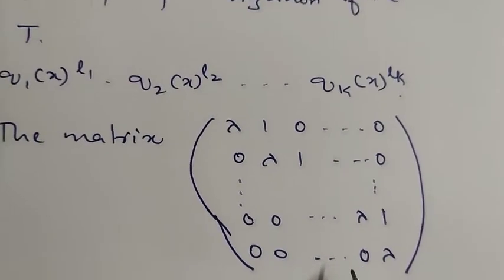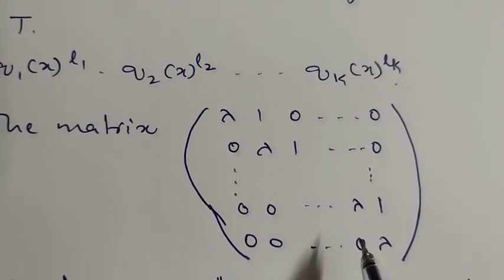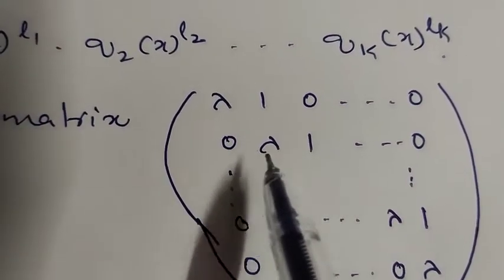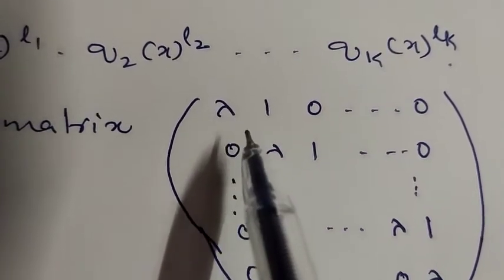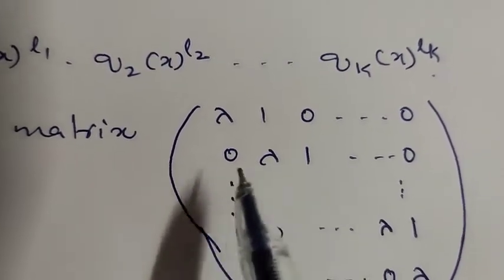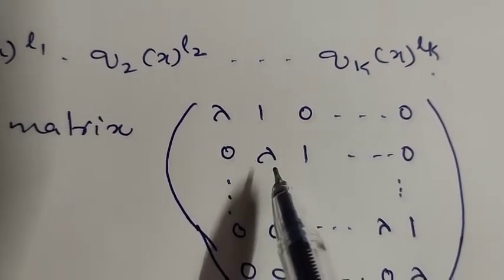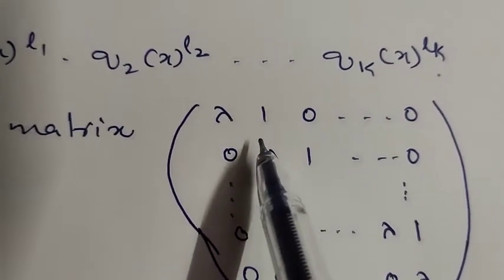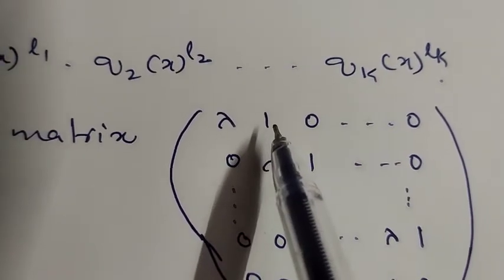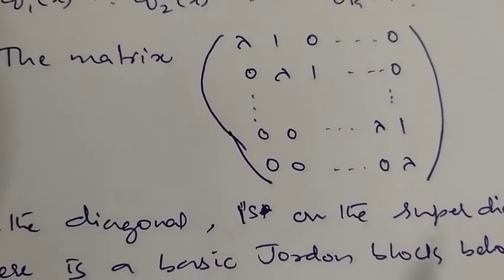For example, if the eigenvalue for the transformation T is 2, repeated two times, then the characteristic polynomial will be (x minus 2) whole square, so 2 becomes the characteristic root or the eigenvalue. So the matrix becomes [2 1; 0 2]. Likewise, this block is called the basic Jordan block belonging to lambda.